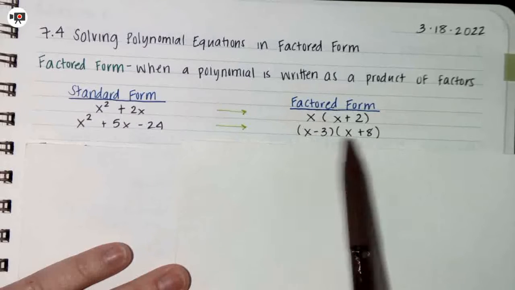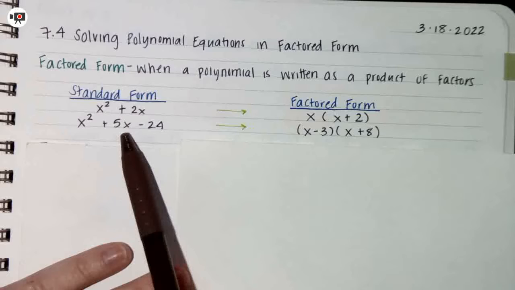Similarly, I could have x minus 3 times x plus 8, and then if I FOIL it, I'll get my polynomial.